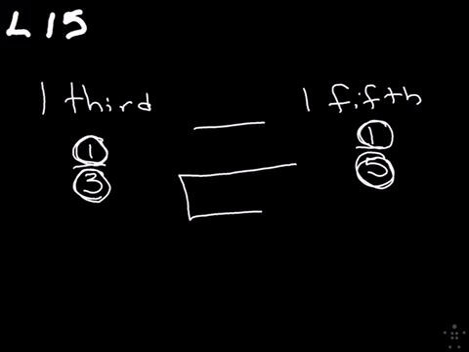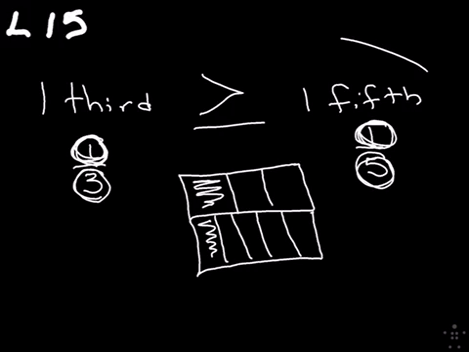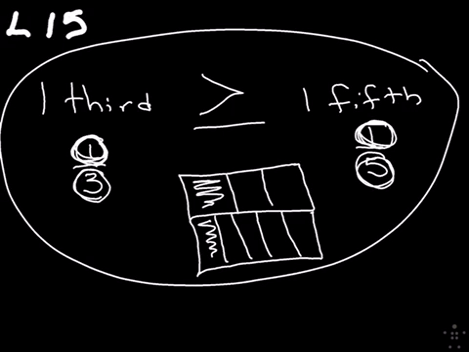So if you want to draw your models, remember your tape model or area model have to be the same size. So if I'm dealing with thirds, I'm going to cut this into thirds. If I'm dealing with fifths, I'm going to cut it into fifths. And I'm going to shade in 1/3 versus 1/5. You probably already realized that 1/3, my piece is bigger than 1/5, so I eat the larger piece. Make sure you have all of this in your notebook. All right, let's go ahead and move on.